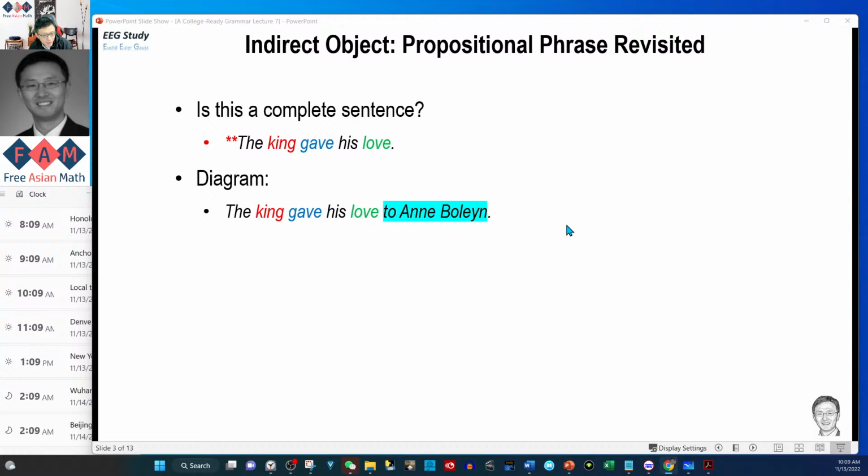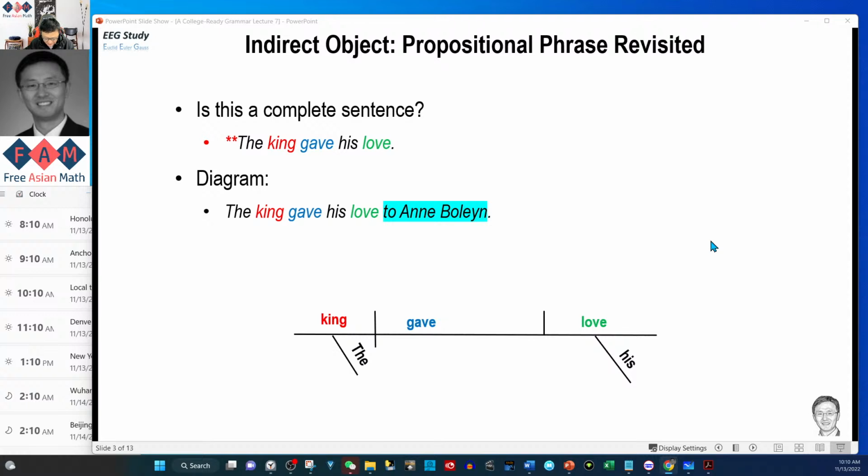One is a direct one because that's where the action is upon, love. So love is the direct object of give. But Anne Boleyn, as the recipient of the direct object, becomes the indirect object. Okay? So we call this an indirect object of the verb give.